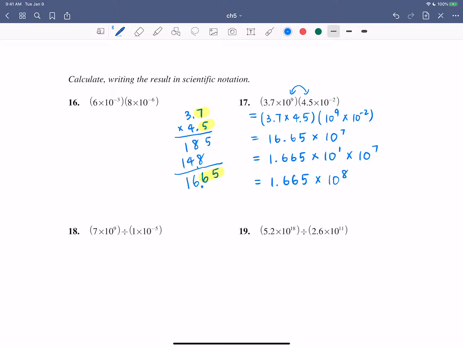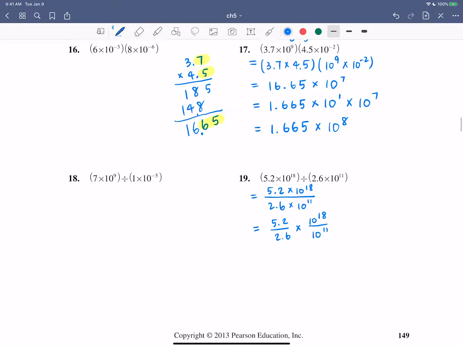Number 19. This time, instead of multiplying, we are dividing. So it's the same idea. Let's first rewrite them as a quotient. On the top, you have 5.2 times 10 to the 18th. For the division, I'm going to rewrite it as a fraction. 2.6 goes downstairs times 10 to the 11th. And then I'm going to separate them: 5.2 over 2.6 times 10 to the 18th over 10 to the 11th.